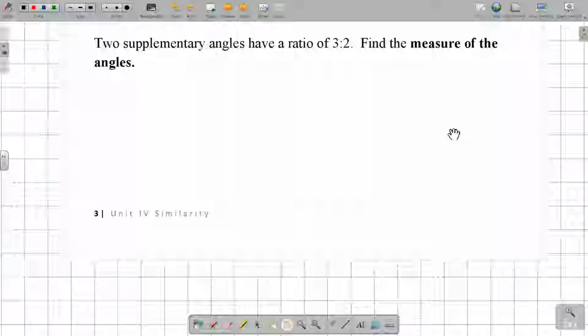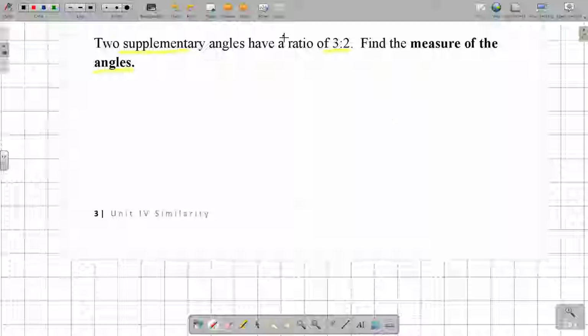Now, it's super important that you also learn how to do proportions using words. Ready? We're going to finger track and read this out. Put your finger right there and read aloud with me. 2 supplementary angles have a ratio of 3 to 2. Find the measure of the angles. Now, let's go back and underline the key words. We have supplementary angles, ratio of 3 to 2. Our goal is to find the measure of the angles.